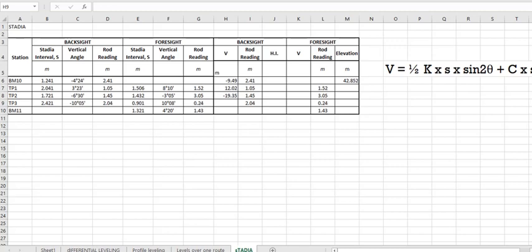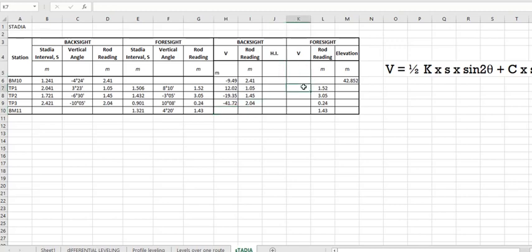Okay, for BM11, TP3, the angle is negative 10 degrees, times S of 2.41 times 100 times sine 2 theta, so negative 41.72 meters. Okay, so next is the foresight reading.